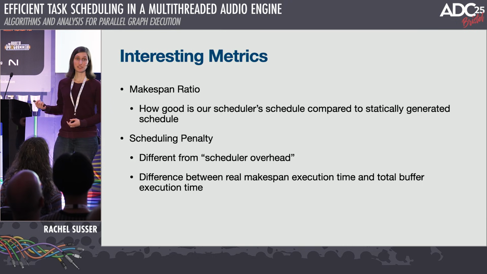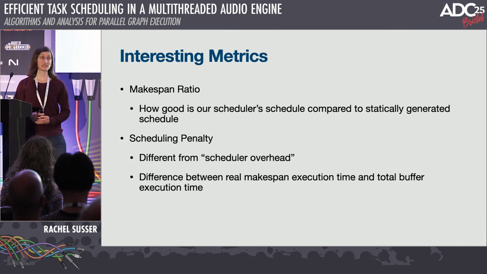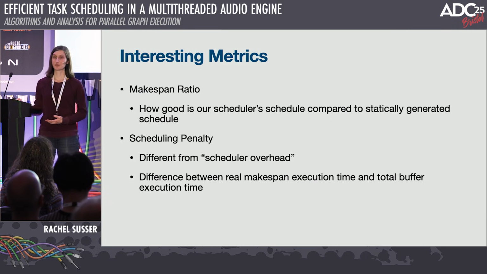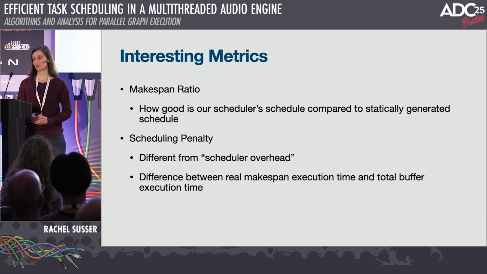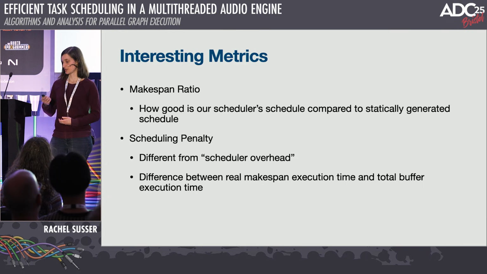And then a second interesting metric we can use is what I refer to as the scheduling penalty. And this is different from scheduler overhead. The scheduler overhead is the percentage of on-CPU time not doing productive work, whereas the scheduling penalty only tells us how much that unproductive work actually slowed down our completion of processing, so not the total amount of time that was spent on unproductive work.